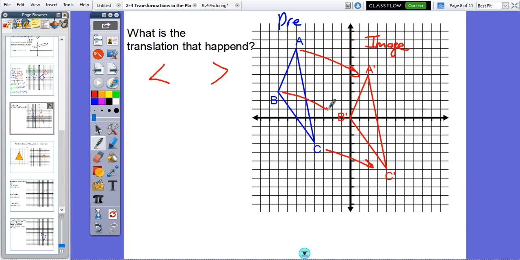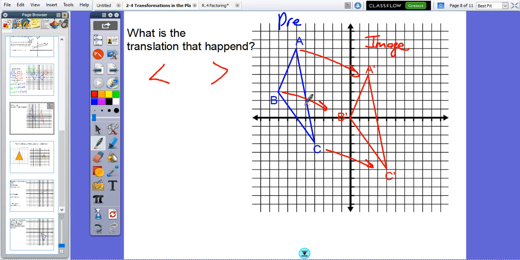The best way to do it on a graph, graphically speaking, is to say, all right, I can literally just count. I'm going from this B to this A. And it doesn't matter. You can do A to A, B to B, or C to C. You're going to get the same answer regardless because they all shifted in the same manner.